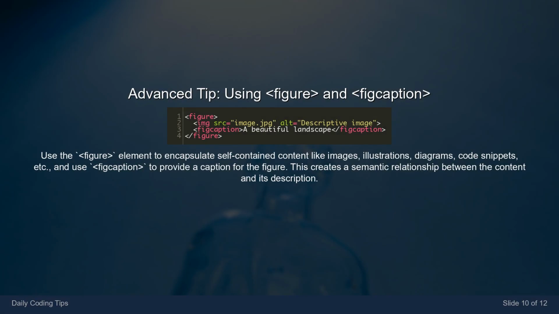Use the figure element to encapsulate self-contained content like images, illustrations, diagrams, code snippets, etc. And use the figcaption element to provide a caption for the figure. This creates a semantic relationship between the content and its description.